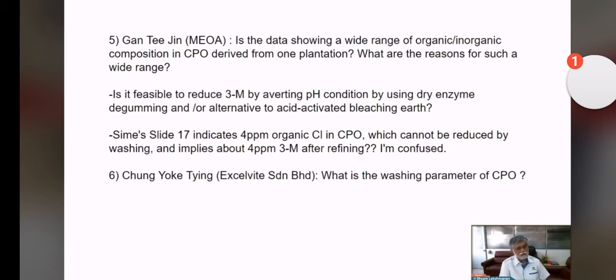Okay. His next question is, is it feasible to reduce 3-MCPD by averting the pH condition, using dry enzyme degumming as an alternative to acid-activated bleaching earth? Yeah, we still stay with you then, Engineer Sham. There are companies that are promoting enzymatic reactions. I am not an expert to be able to comment on whether it can or cannot work.